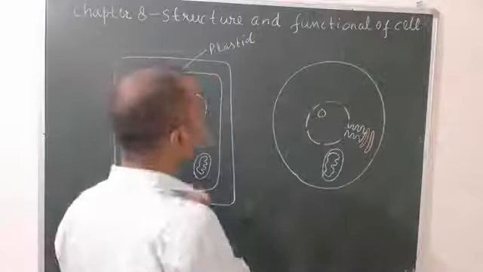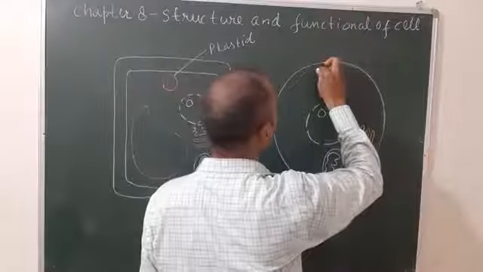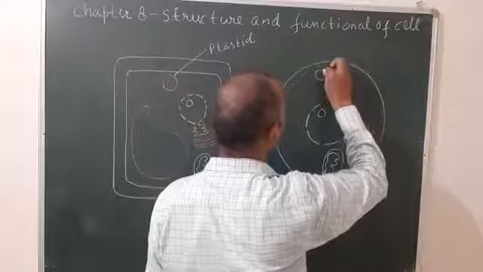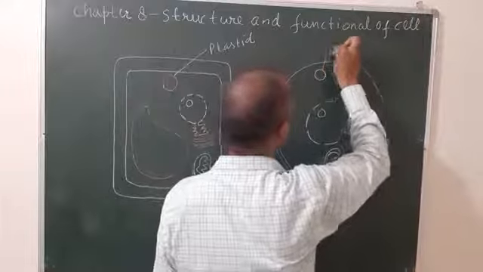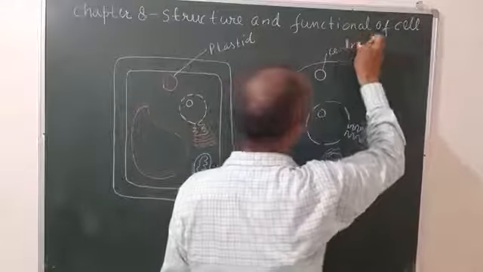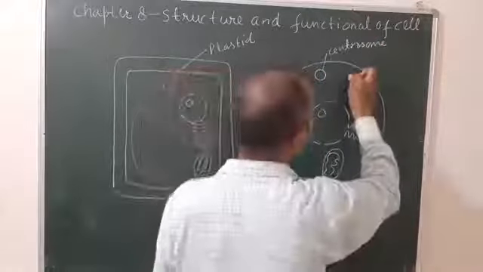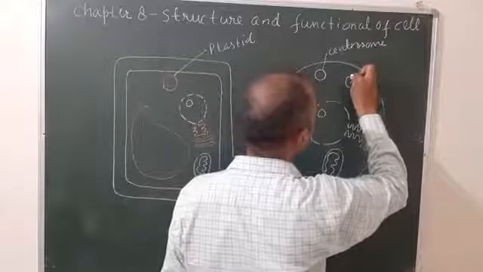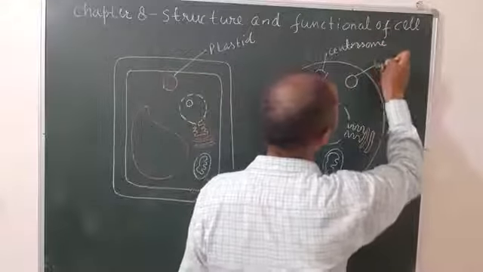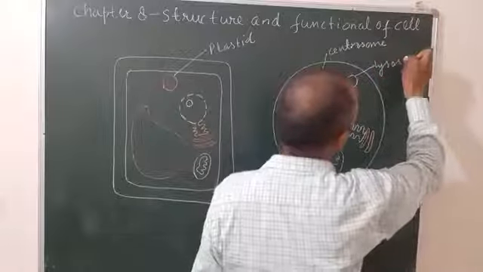Okay, let us see some differences. In animal cell, a special cell organelle which helps in cell division, known as centrosome, is present. It is absent in plant cell. One more thing, it has one more cell organelle known as lysosome. It is absent in plant cell.